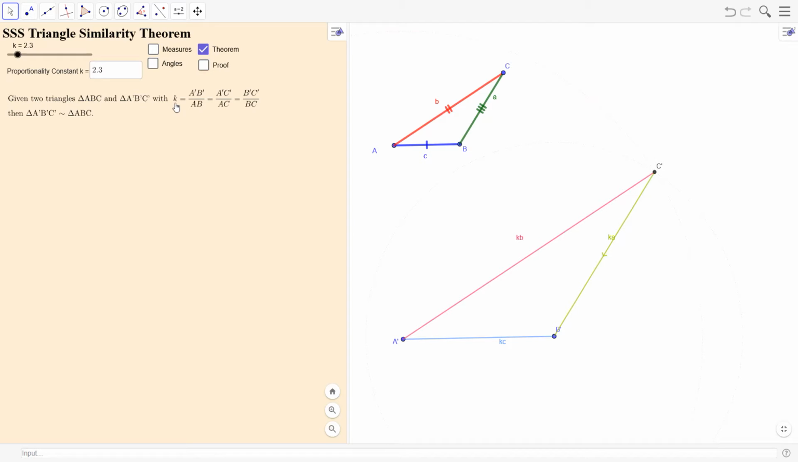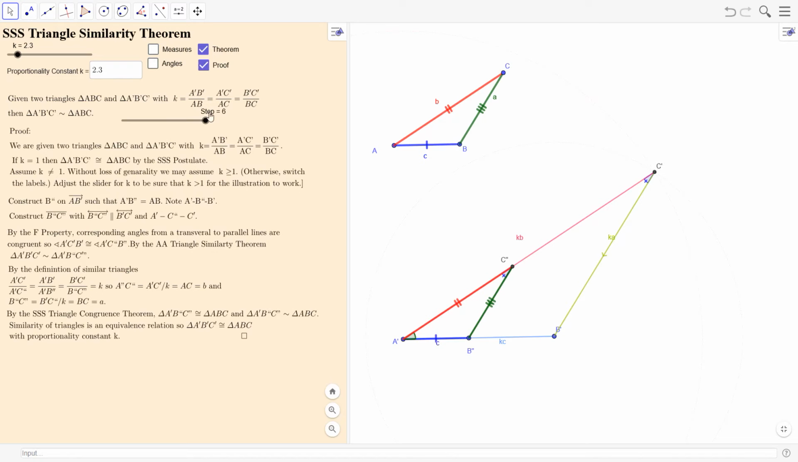So this gives us a theorem that says, given two triangles, triangle ABC and triangle A prime B prime C prime, with some constant K equals A prime B prime over AB, the distance from A prime to B prime over the distance from A to B, and that's the same as the distance from A prime to C prime over the distance from A to C, and that's equal to the distance from B prime to C prime divided by the distance from B to C. If all those fractions are equal to some constant K, in other words, all the distances on the second triangle are K times the corresponding distance on the original triangle, then that's enough to make the angles congruent, and we have the triangles similar.